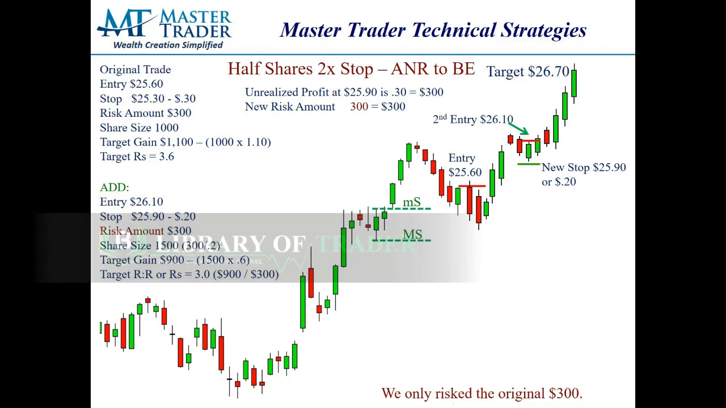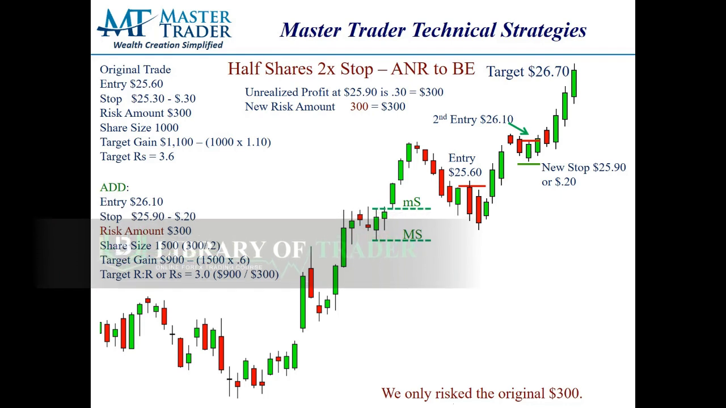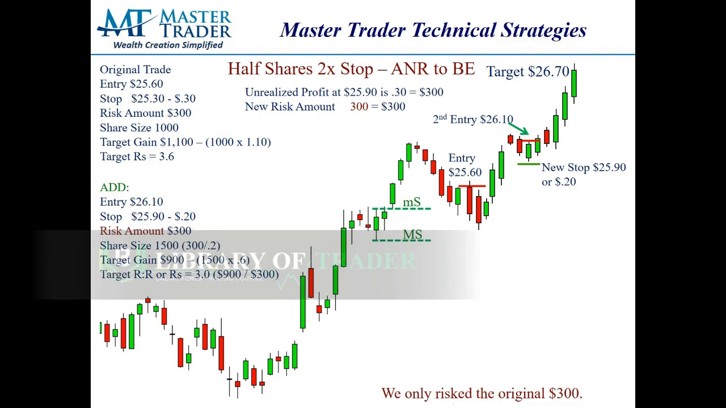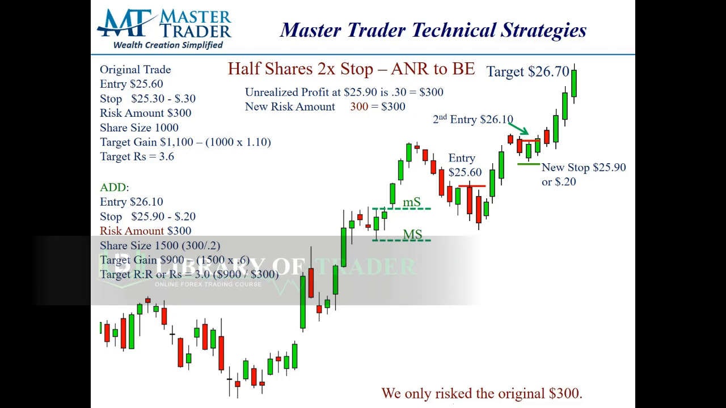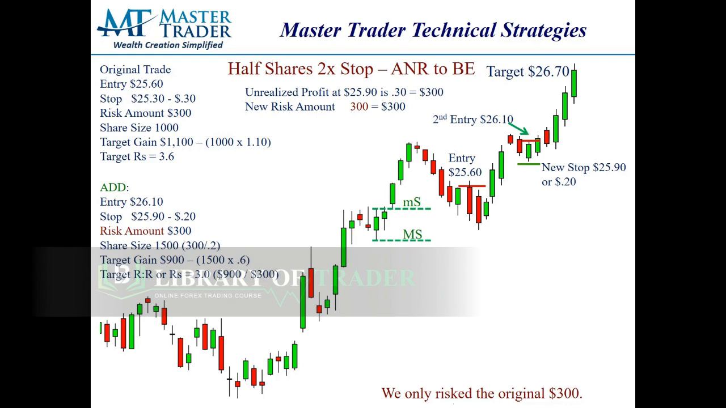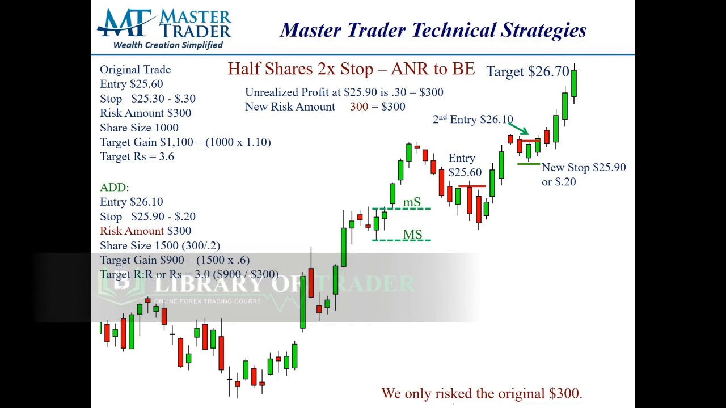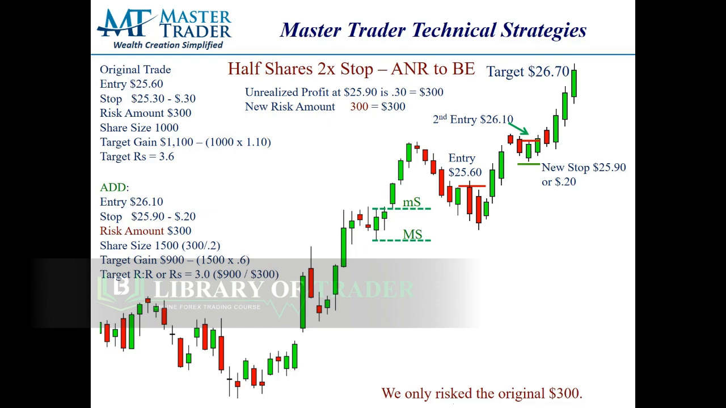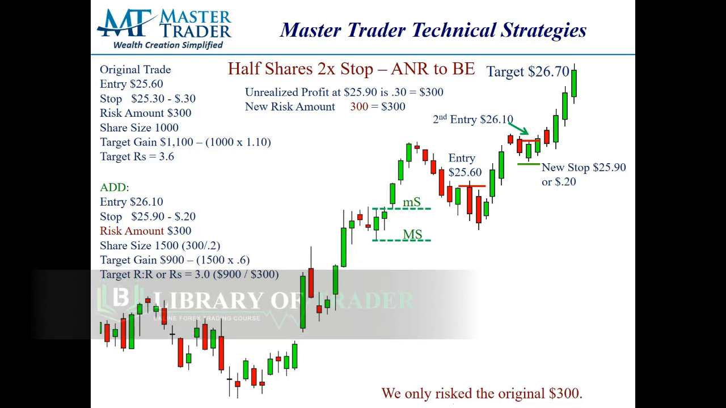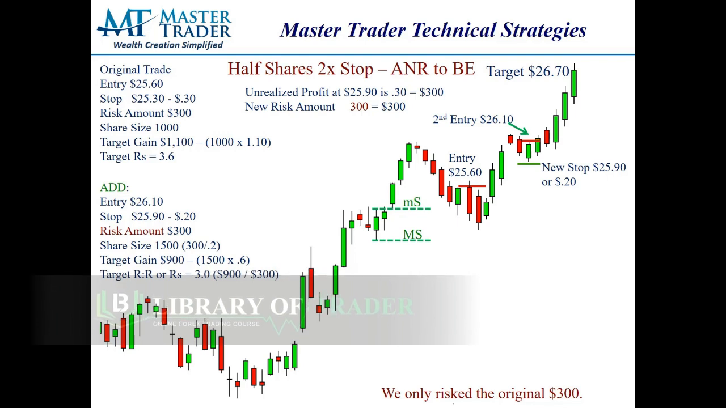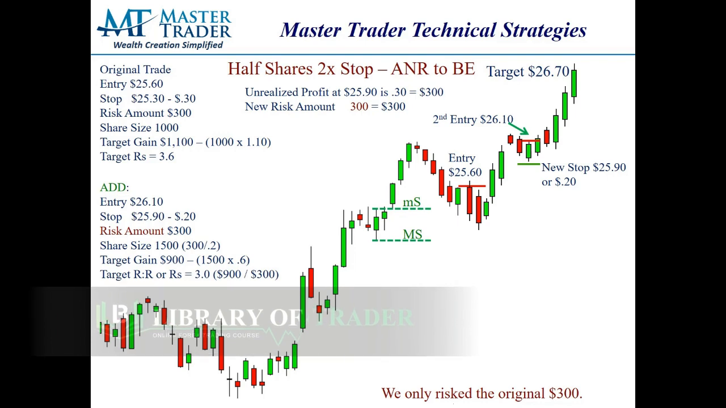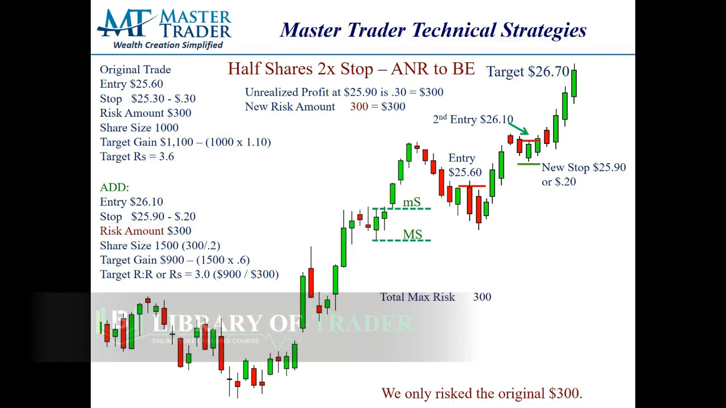Now, if we're stopped out and we lose the $300 gain, we're stopped on everything and we're stopped at break even. So the new trade allows us to buy 1,500 shares, and the potential gain, if we hit our target, is $900. That's 1,500 shares times 60 cents, and our reward to risk is 3.0. We're going to make 3 times our money. 3 times 300, we're going to make $900 on that second trade.